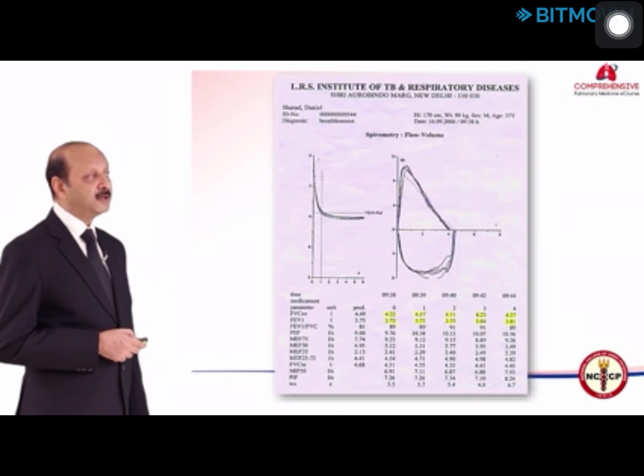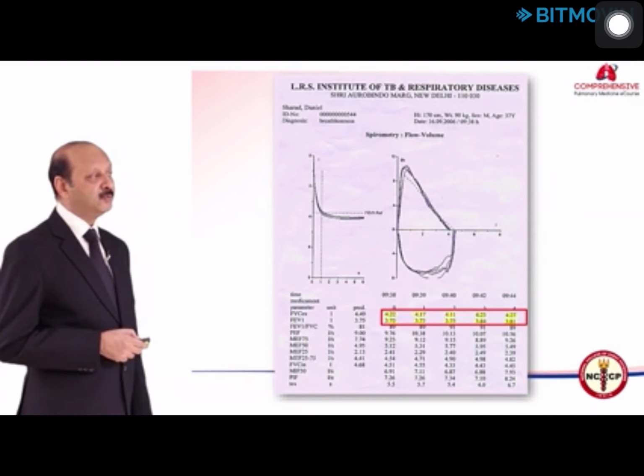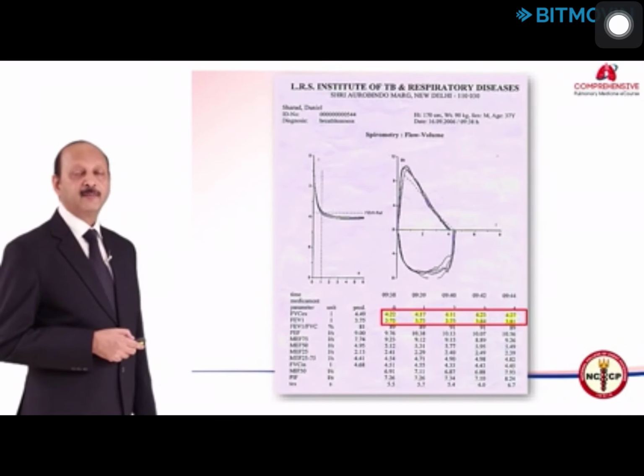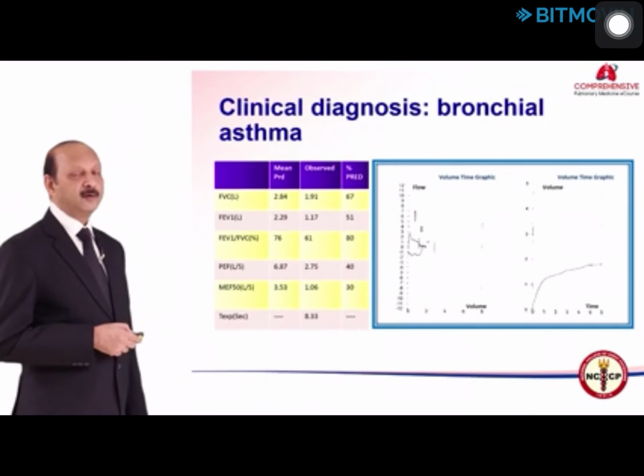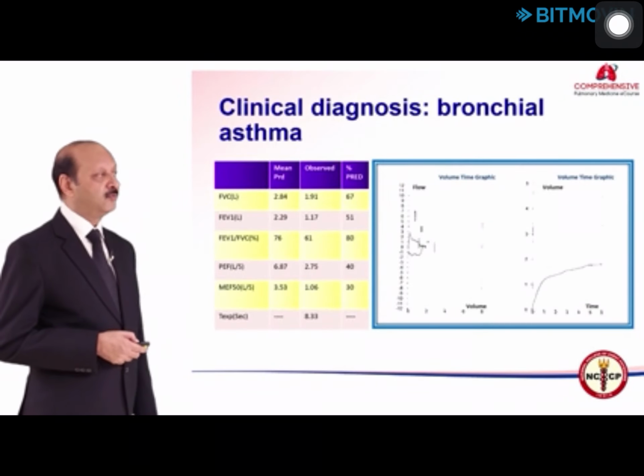Now, if you look at these, multiple attempts have been done, and you may not be able to see it, but all the vital capacity and the FEV1 are within 150 ml of each other. So, that means they are reproducible. Now, let us see this example, whatever we have learned so far.